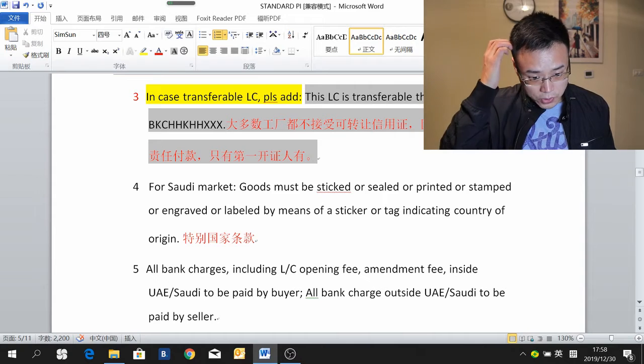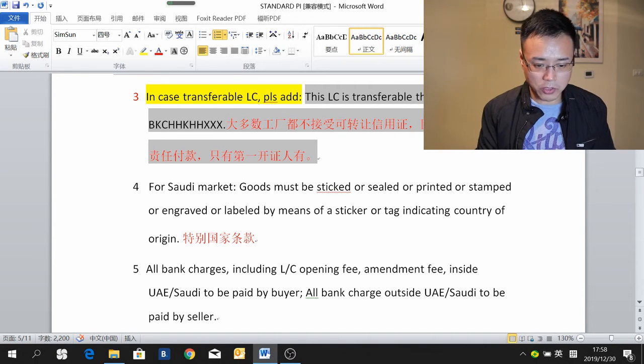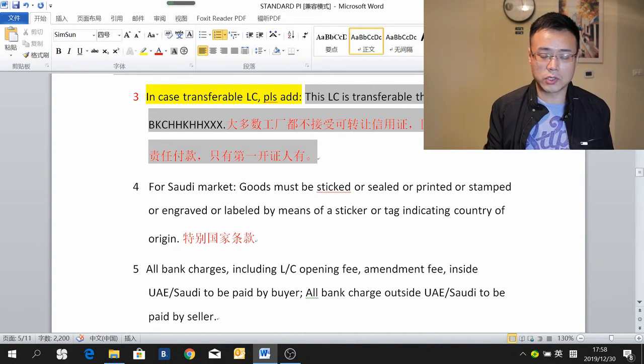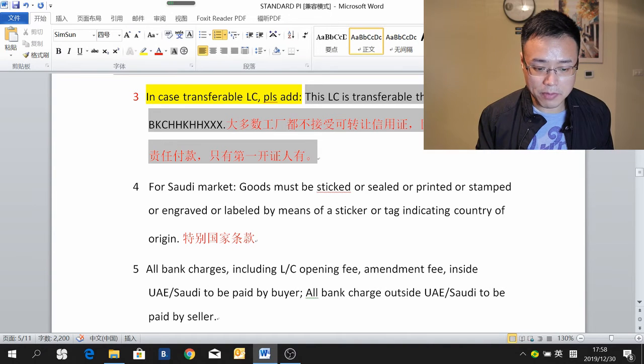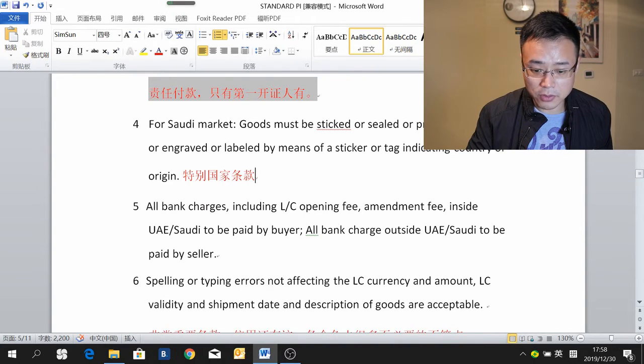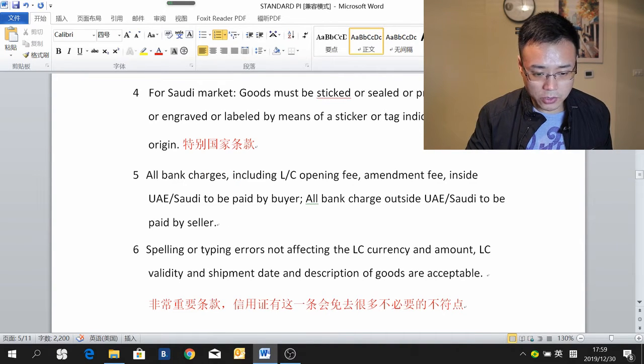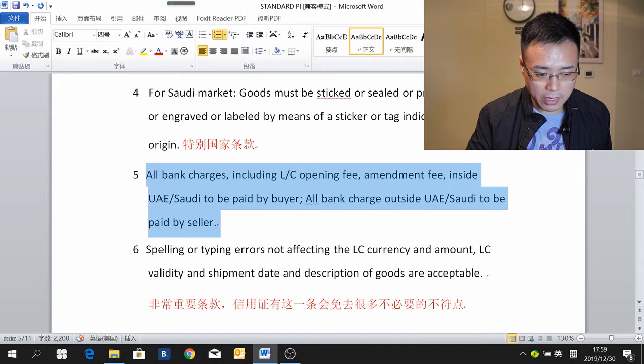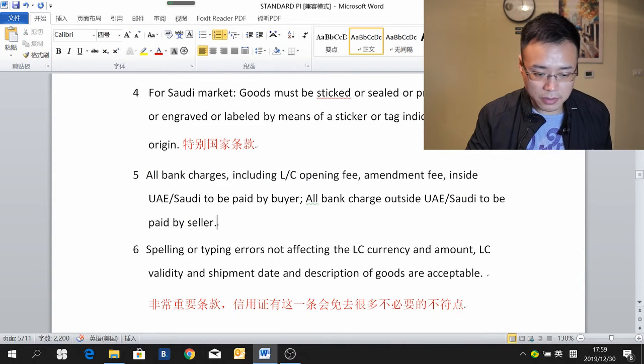Okay, the next one is for the Saudi market. This is something special only from this country, because in Saudi Arabia, the customs require the country of origin to be mentioned on the surface of the cargo, on the package. Otherwise, they will not clear the cargo. They will not allow you to clear the cargo. Number 5, all bank charges, including LC opening fee, amendment fee inside UAE Saudi to be paid by the buyer. Okay, this is mentioned again, who should pay the fee.